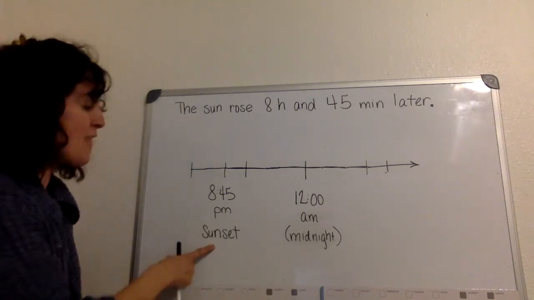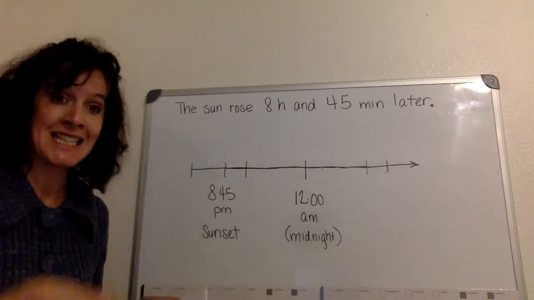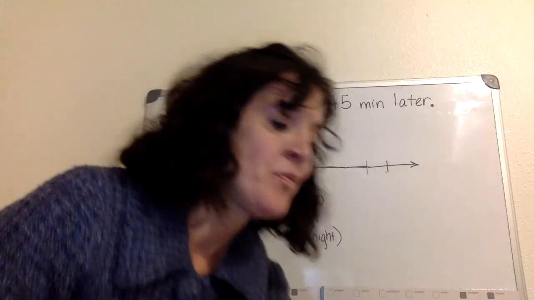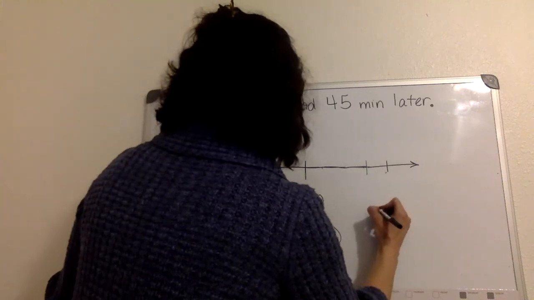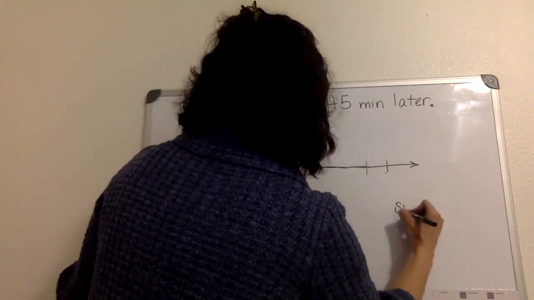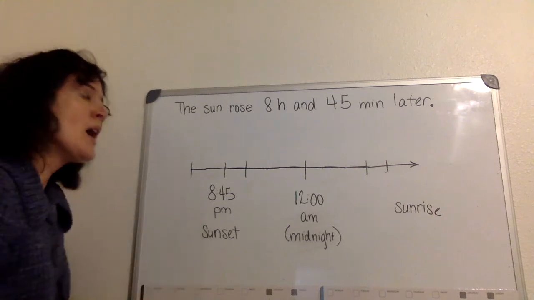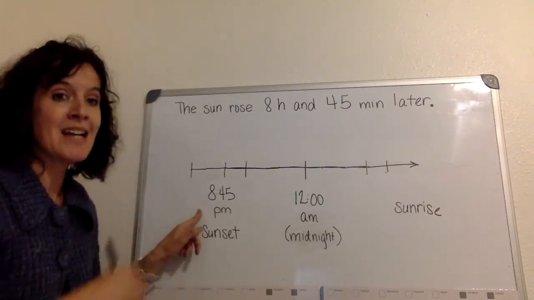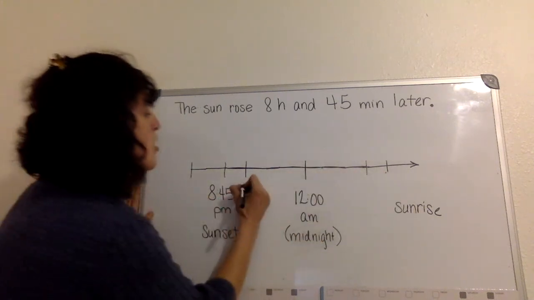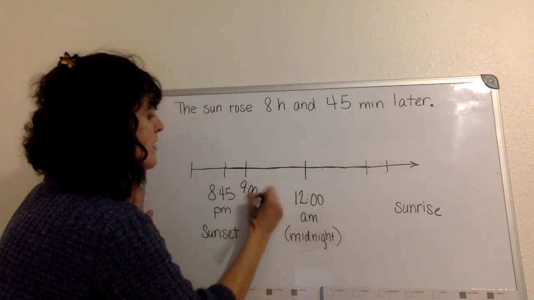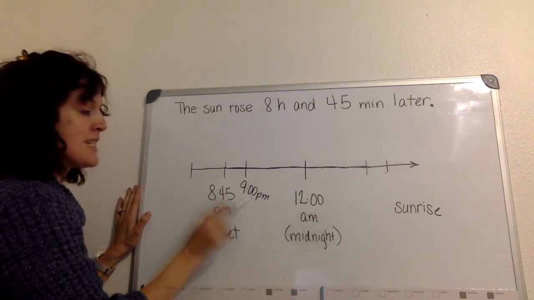Sunset, 8:45 p.m. The sun rose 8 hours and 45 minutes later. I want to know when sunrise happened the next day. So sometime around here is sunrise. Okay, so this will be sunrise right over here. Well, let's see what we've got. I always like to go to my next closest hour. My next closest hour from 8:45 p.m., since I'm going forward in time, will be 9 o'clock p.m. Think about how many minutes are in between 45 and 60 minutes.